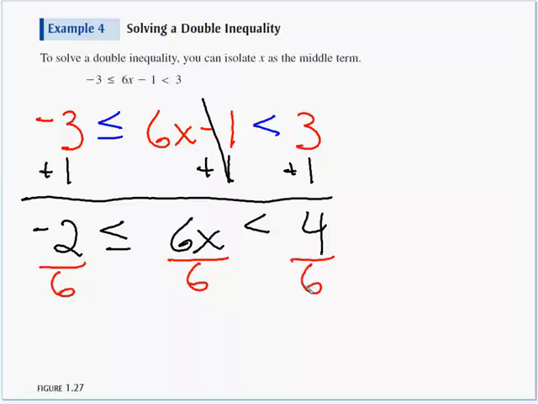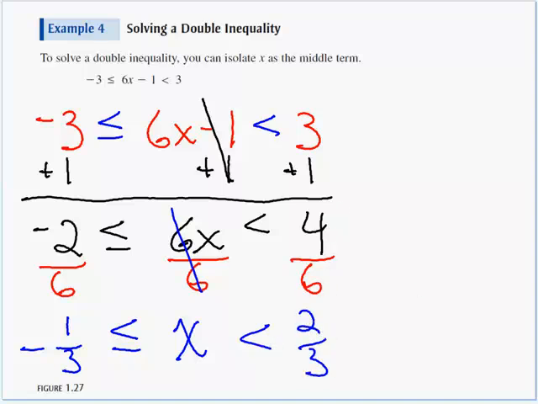So it looks like we have fractions here on the endpoints, but they're nice fractions. They're even numbers, numerator and denominator, and we can reduce those. Negative 2 over 6, that'll reduce down to negative a third, which is less than or equal to. Now we have x isolated, which is less than 4 over 6, which is 2/3.